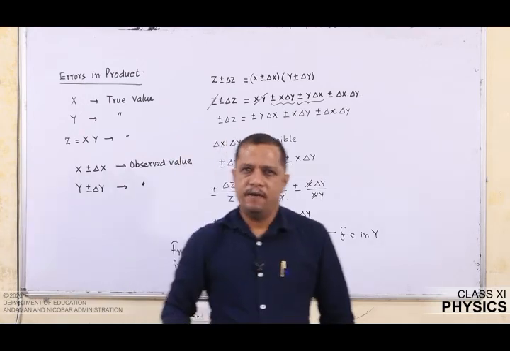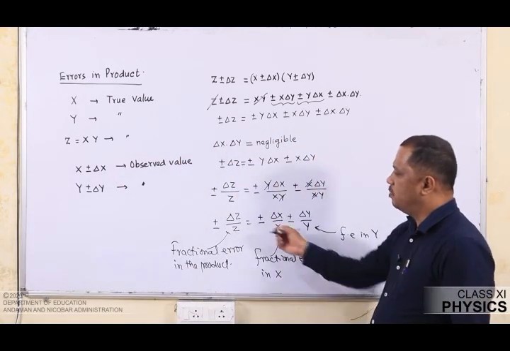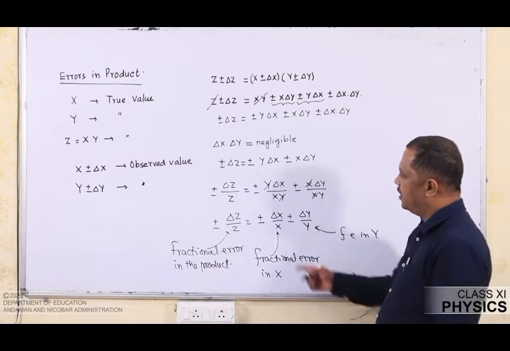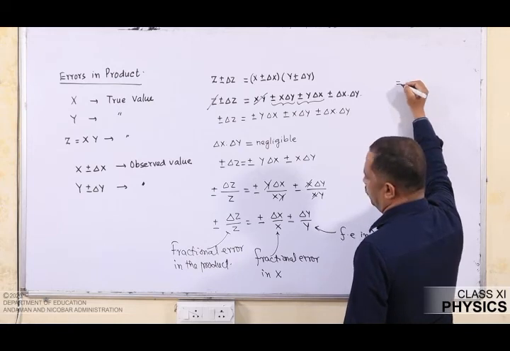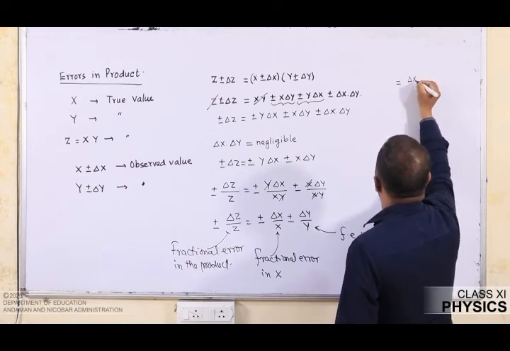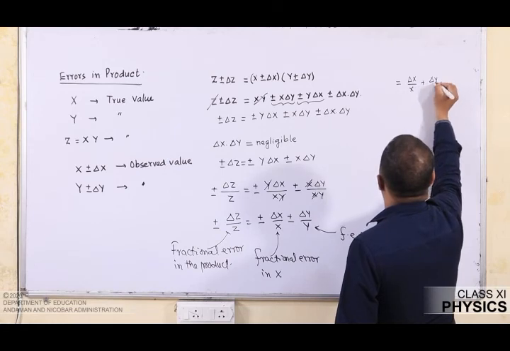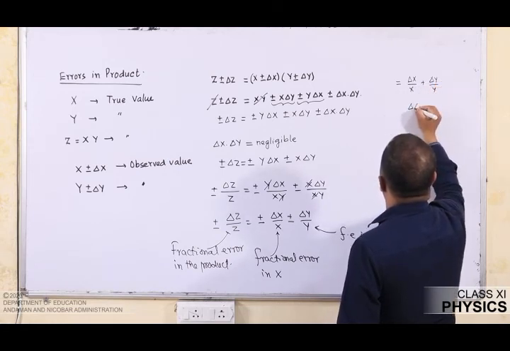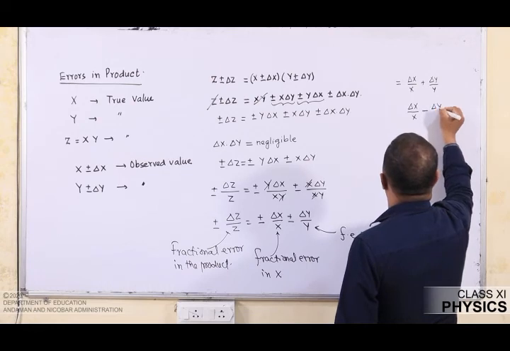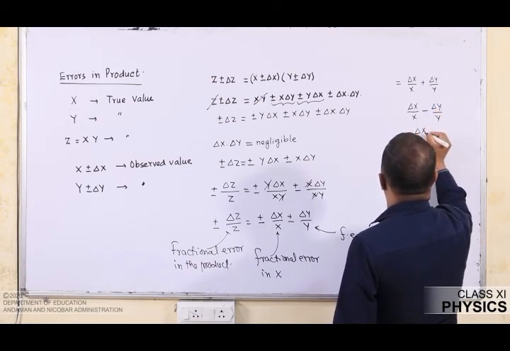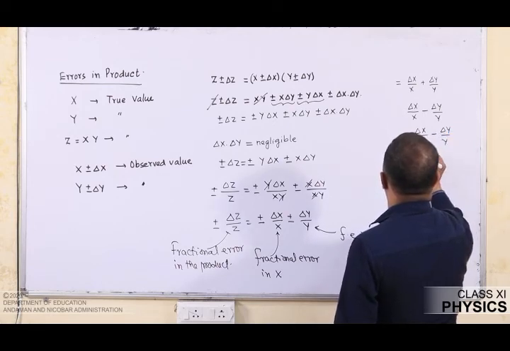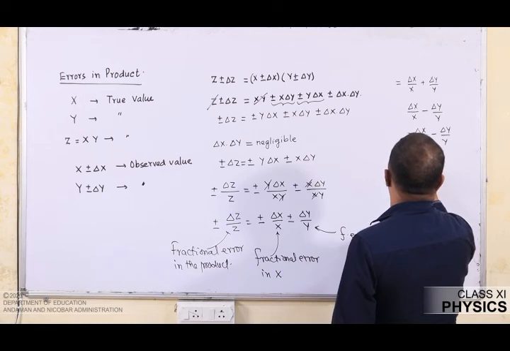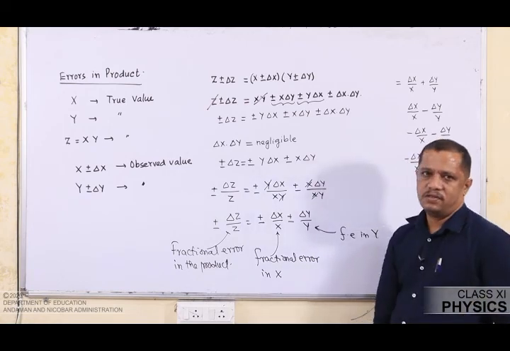Now, I am interested in finding out the maximum possible error present in it. So, again I am left with 4 combinations. What are those combinations? If I look for all those 4 combinations separately, I am going to have delta x over x plus delta y over y, and the other one is delta x over x minus delta y over y, minus delta x over x minus delta y over y, and minus delta x over x plus delta y over y. So, these are the 4 combinations.